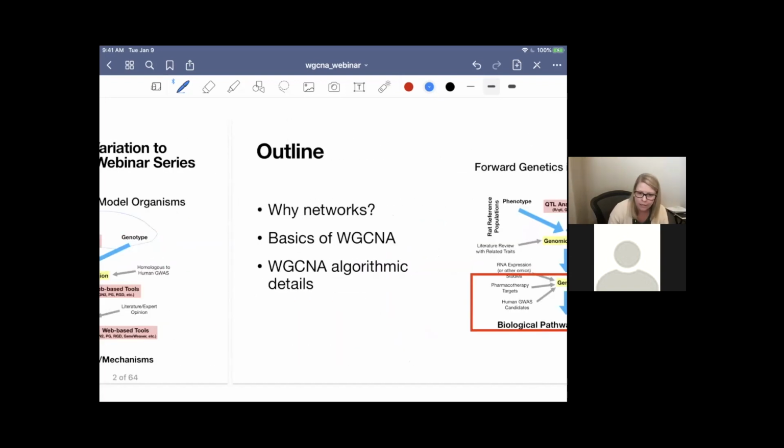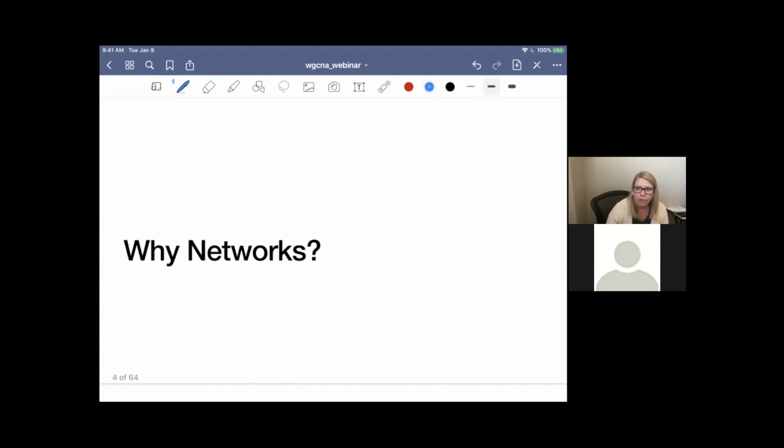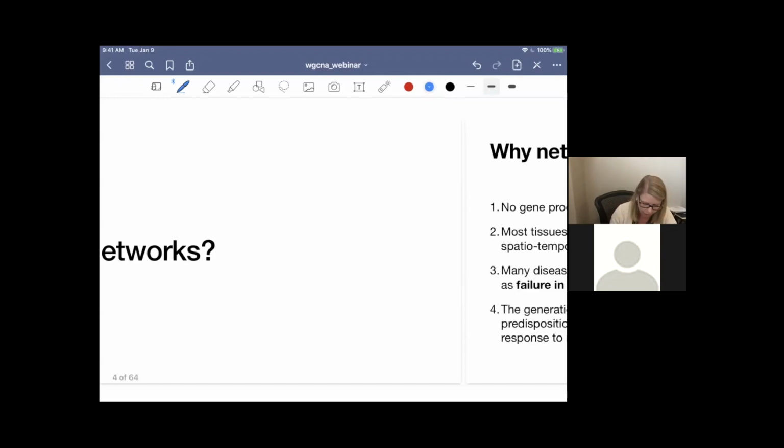So today we are strictly focusing on this end of that path, when we're thinking about genes and getting to biological pathways and mechanisms for these candidate genes. So why networks? If you happen to have heard my introduction to eQTLs, we did do a little talking about why networks, and we're going to reiterate some of that here.